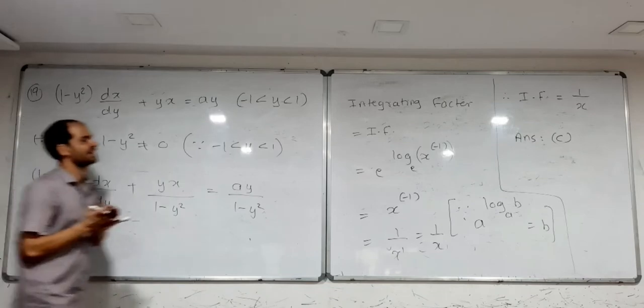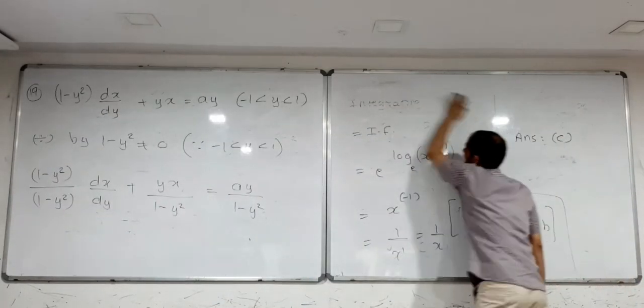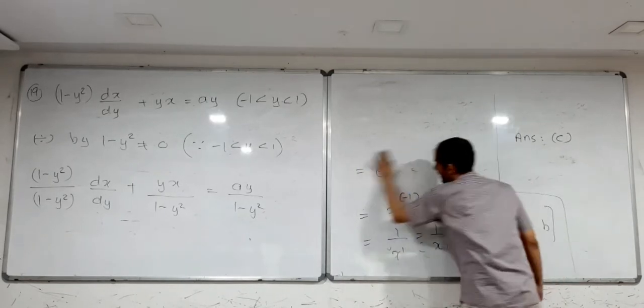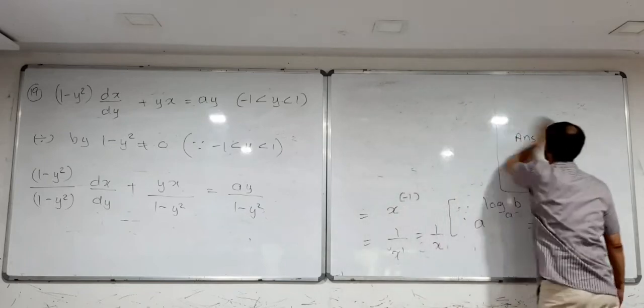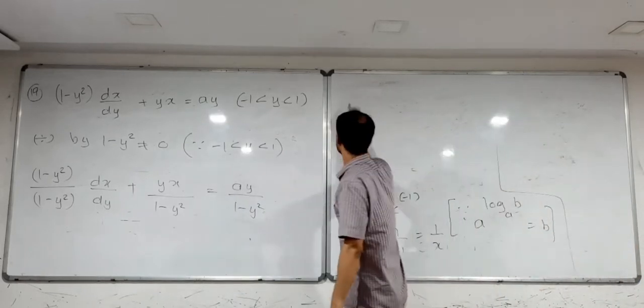1 minus y square gets cancelled. So what will we get? dx by dy. What is the second type of linear differential equation? dx by dy plus p of y into x is equal to q of y. So what should come here? 1 minus y square gets cancelled.